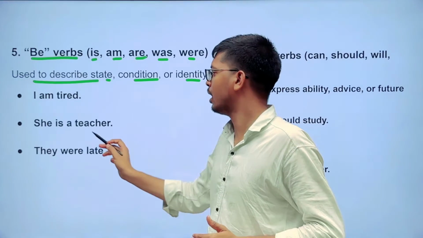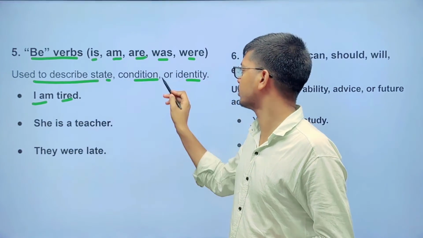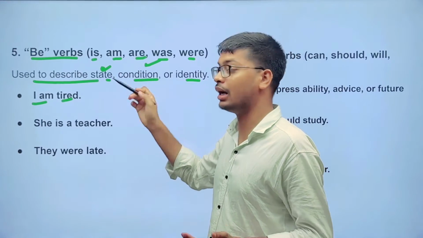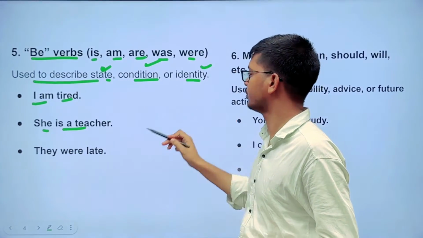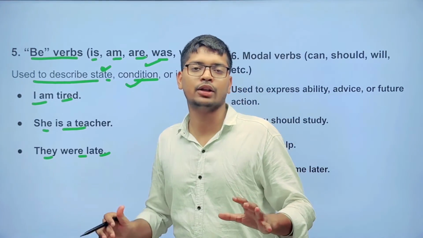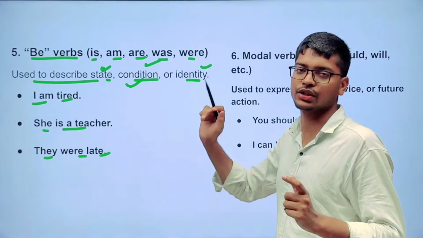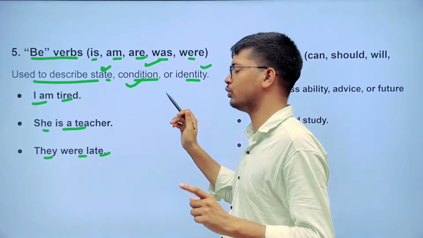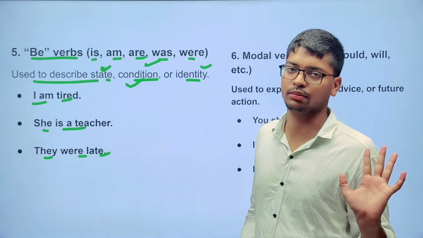For example, I am tired. Here, state: I am tired. She is a teacher. Identity. They were late. Condition here. So you can use these to describe state, condition, or identity. You can use verbs like is, are, was, were.